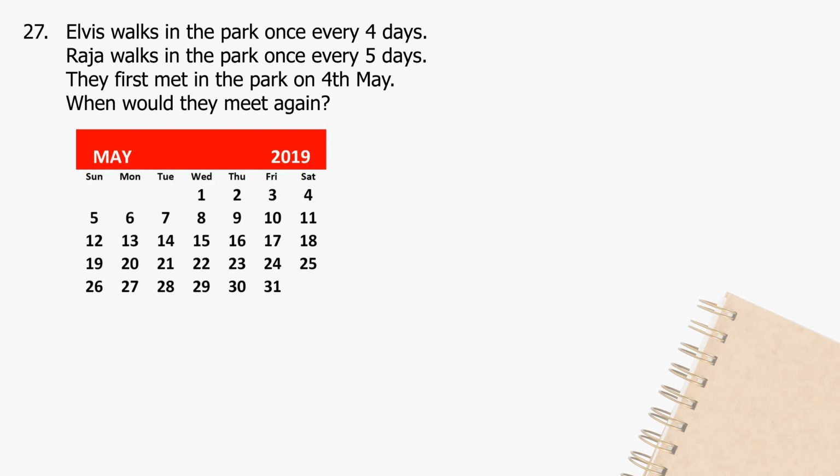Question 27. Elvis walks in the park once every 4 days. Raja walks in the park once every 5 days. They first met in the park on the 4th of May. When would they meet again?